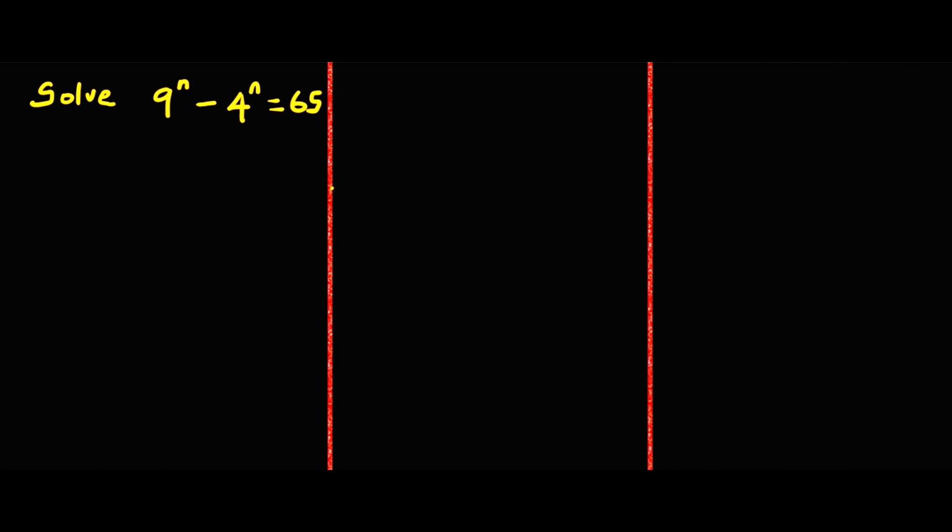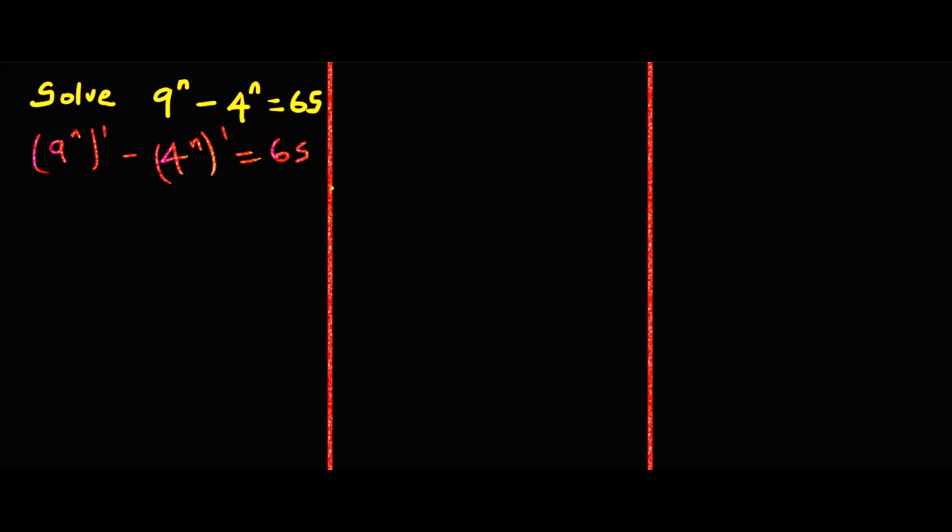So let us look at this interesting Olympiad style equation. We have to solve 9 raised to the power n minus 4 raised to the power n is equal to 65. So let us first of all write what we have. We have 9 raised to the power n, and we can raise this to power 1, minus 4 raised to the power n, and we can raise that to power 1 because raising a number to power 1 does not change the value. So that's equal to 65.